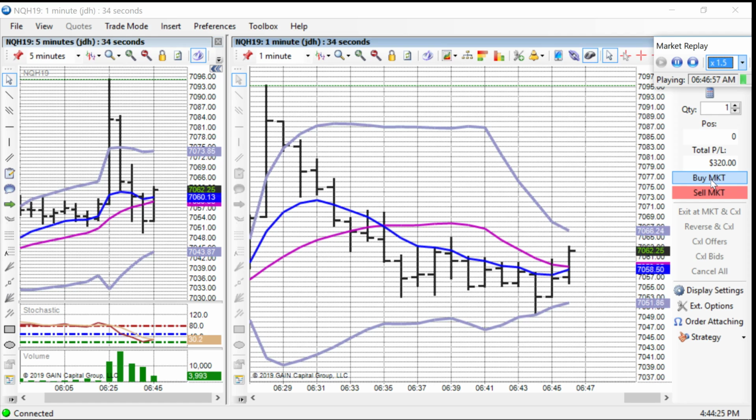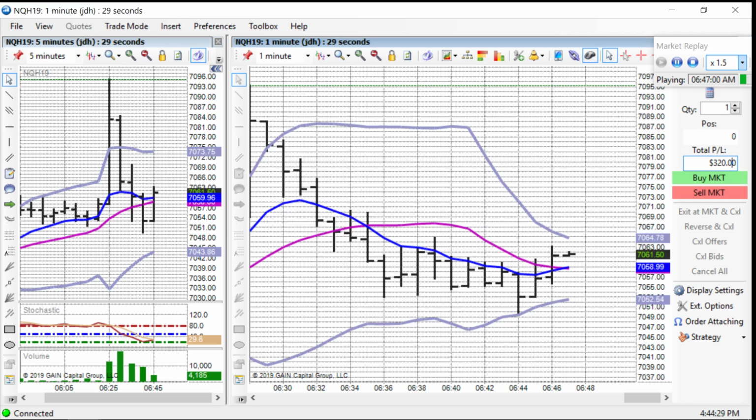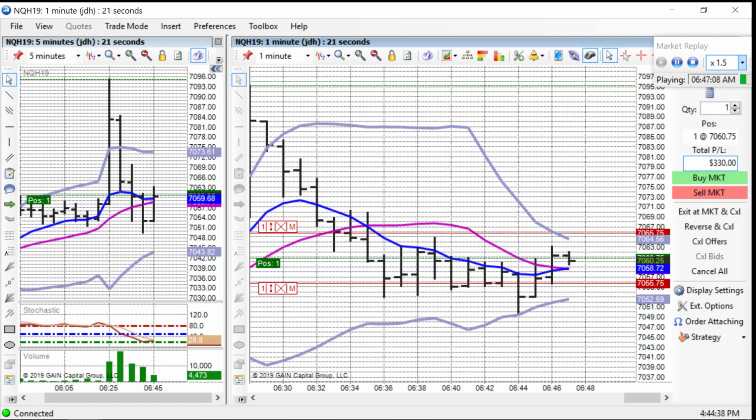Got my mouse button on the buy at the market, but I keep hitting it, didn't do anything. That's good. This might very well be a mistake, because look at that. I'm violating every rule here.